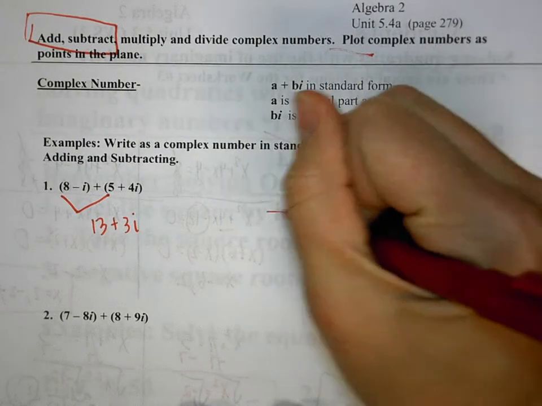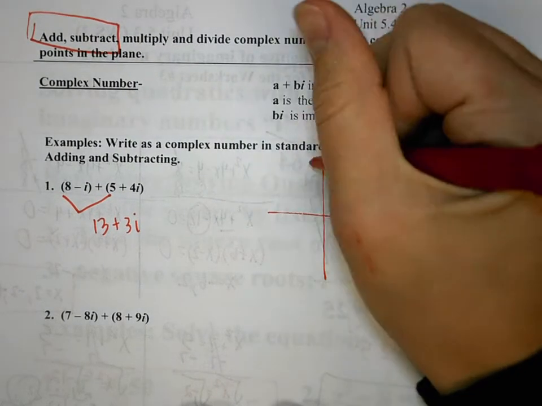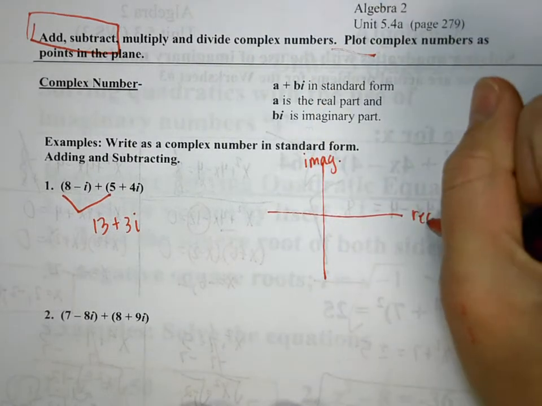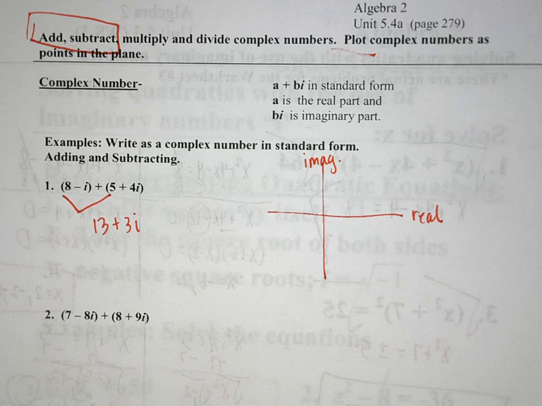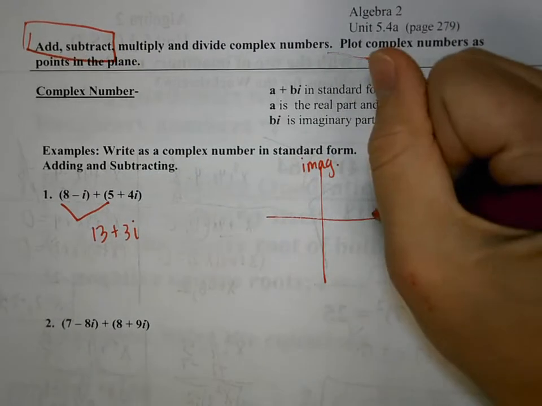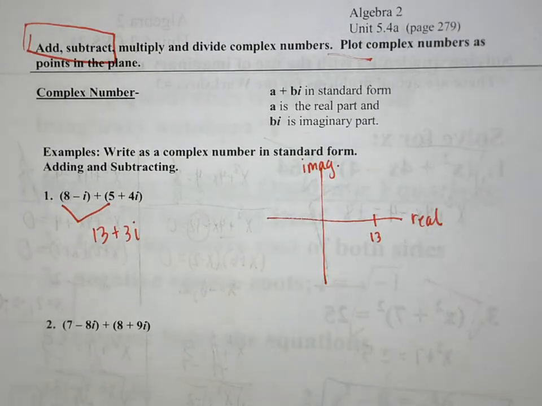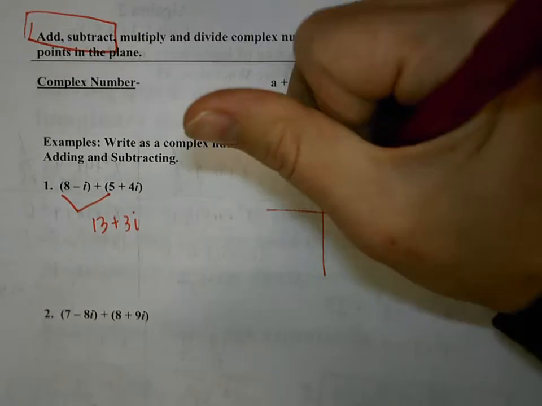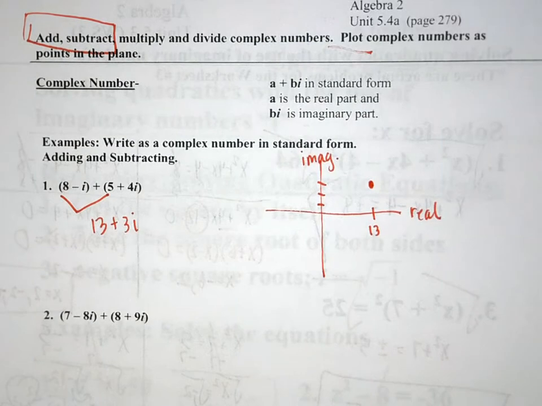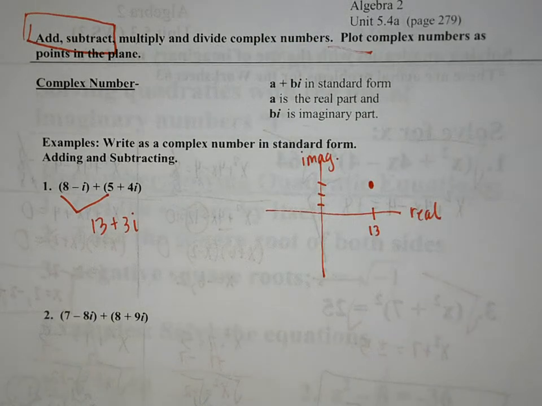So if you're plotting this, imaginary goes with your y-axis and your real part goes with your x-axis. Whenever you're doing a test or something, they'll have them labeled, but just so you know, that's your imaginary, that's your real. So when you're plotting this, how many do you think I'm going to go to the right? 13, but I'm not going to write 13 little marks. I'm just going to write the number 13. And then I'm going to go up 1, 2, 3, and I'm going to make a plot. And that is how you plot complex numbers.